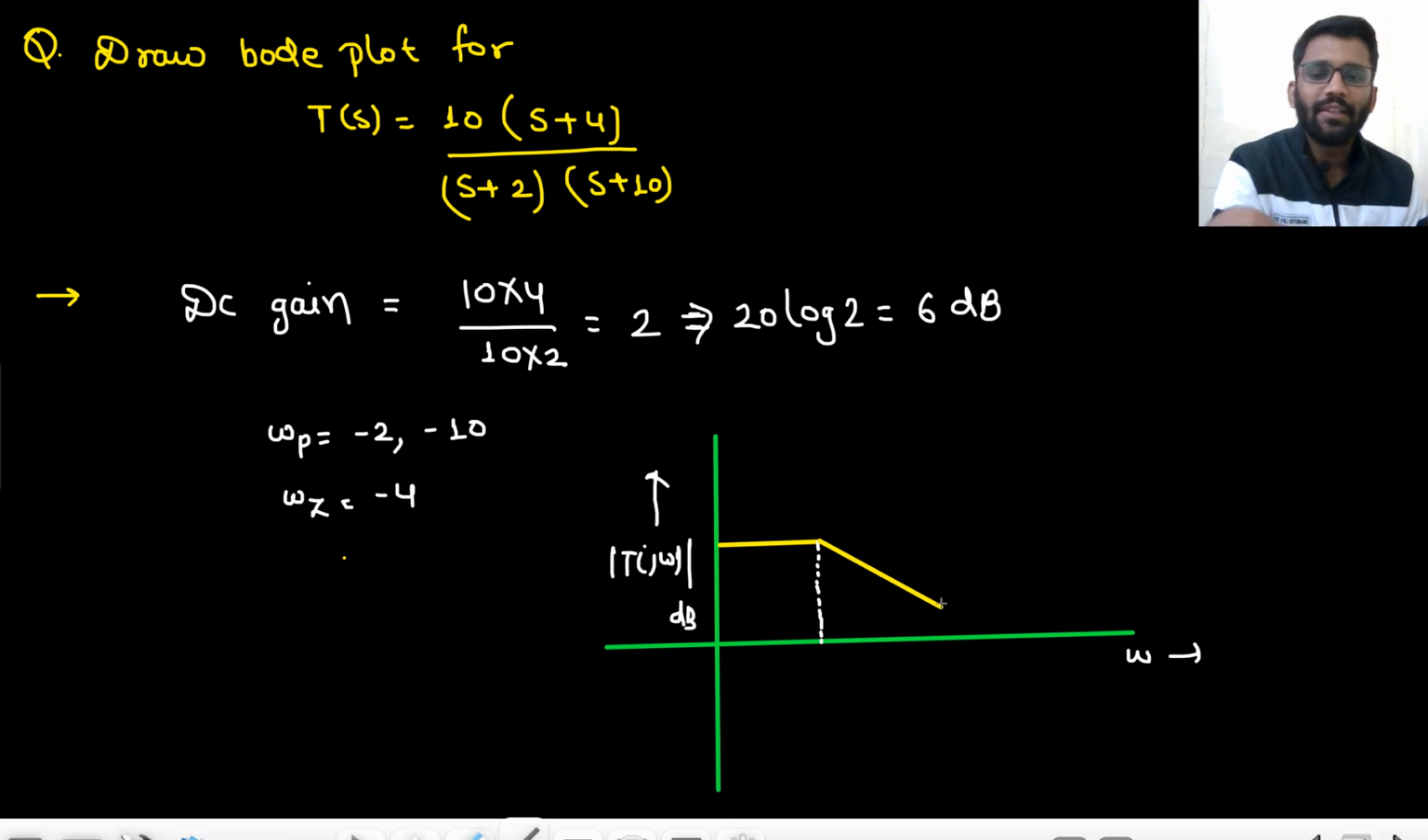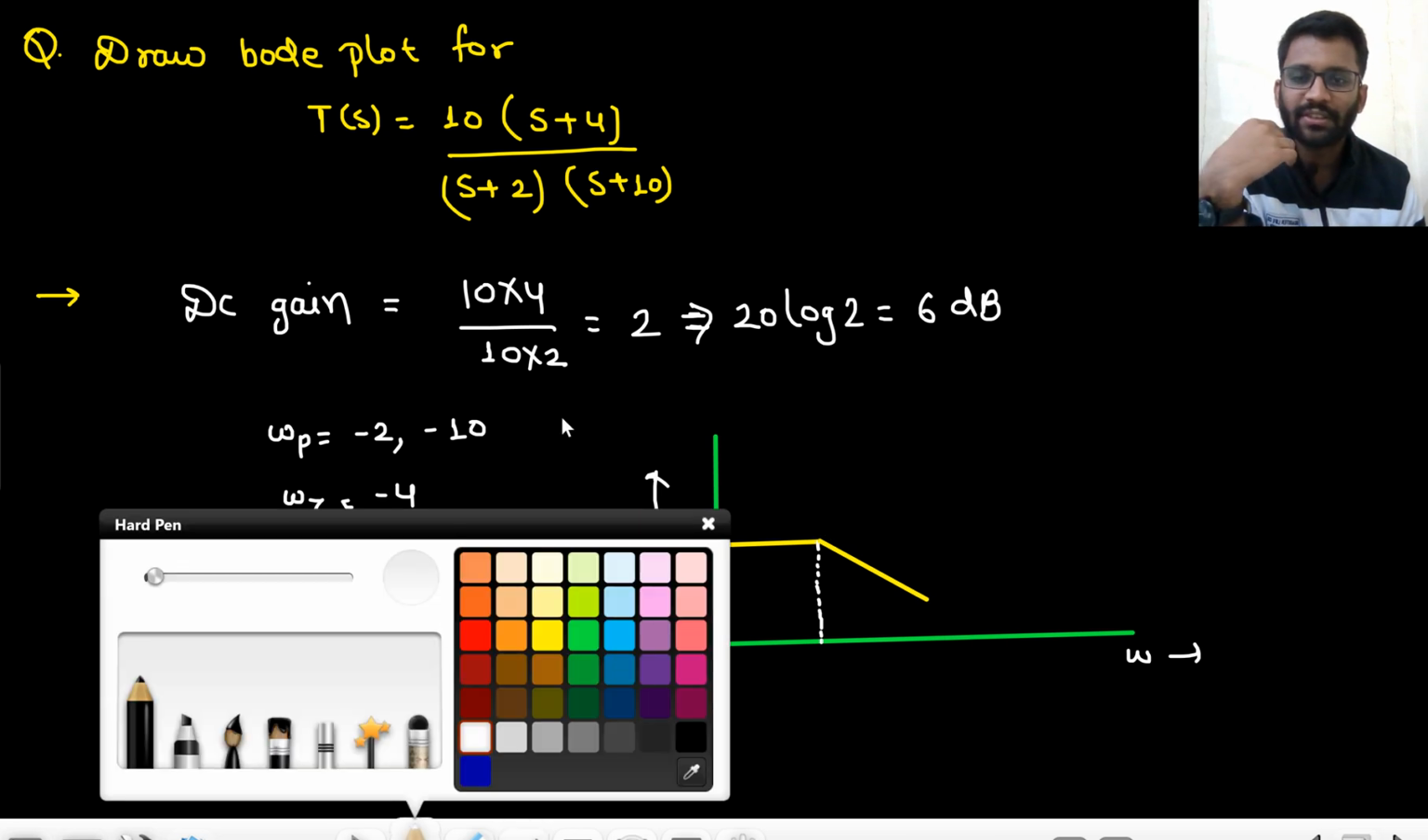Now where will this 4 come? At this point or at this point? That means as omega goes to 4, is your gain positive or negative? That I need to check. Okay, so I will have to check it.